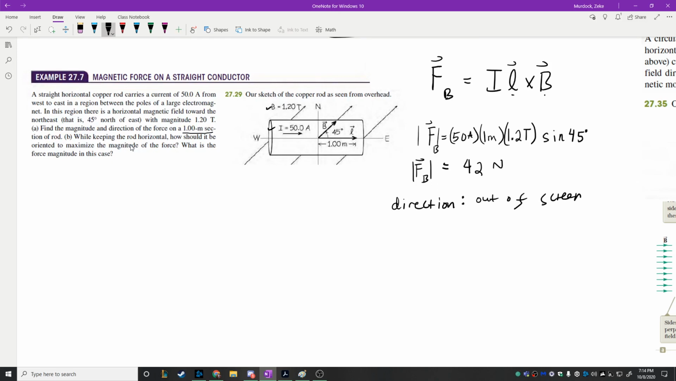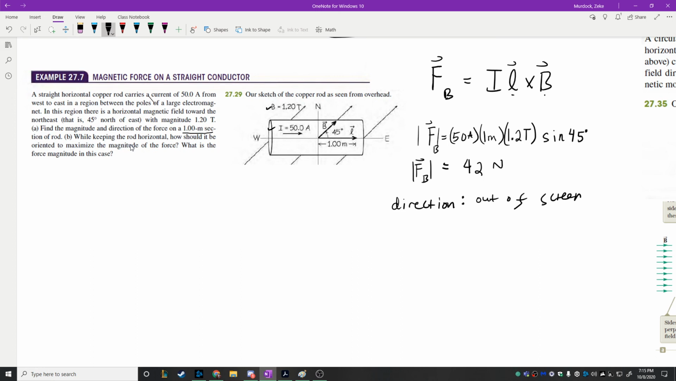Okay, second question is, while keeping the rod horizontal, how should it be oriented to maximize the magnitude of this force? And what is the magnitude of the force in that case? How's that out of the screen? They're on the same plane? Okay, you got it? Yeah, this is all the same plane. I think that these lines going inward kind of make it seem like there's a third dimension there, but there's not, I don't think.